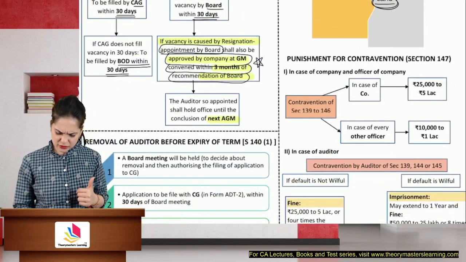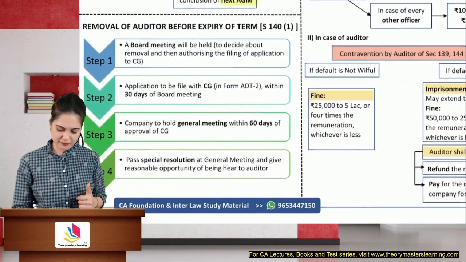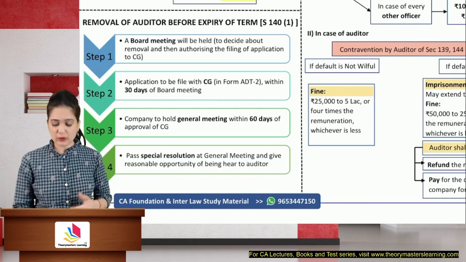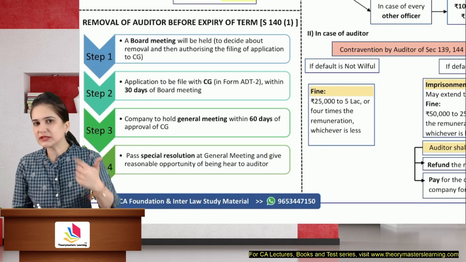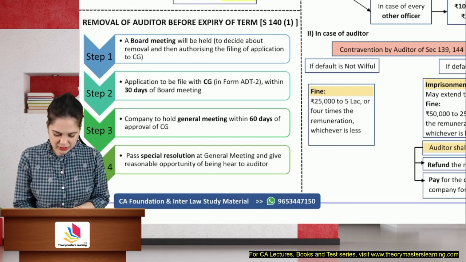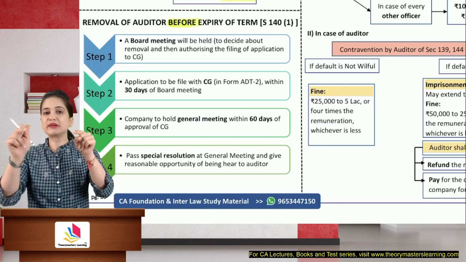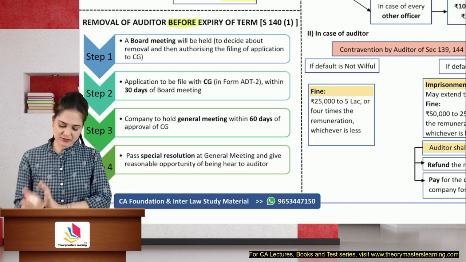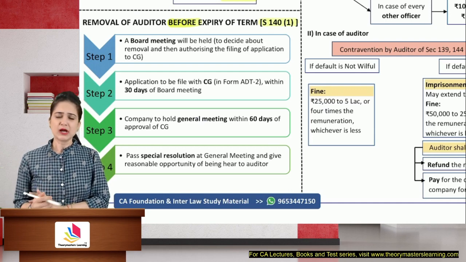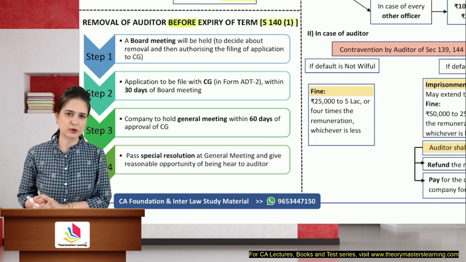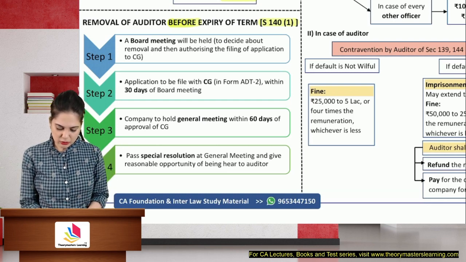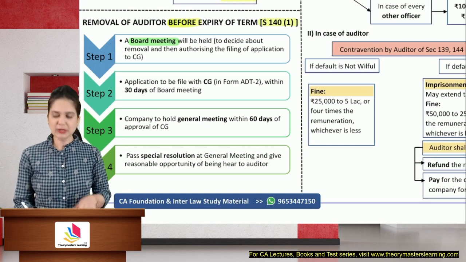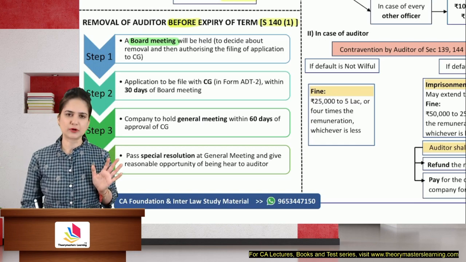Disqualification. Okay, before that, let us go through the removal of auditor before expiry of the term. Now, in the previous case, the auditor was resigning. Here, you are removing the auditor. The word before is important. You are removing the auditor before the expiry of his term. Section 140, subsection 1. Now, in order to remove an auditor, you will have to call a board meeting. So, let me highlight those points for you. You will call a board meeting which will be held to decide about the removal of the auditor.